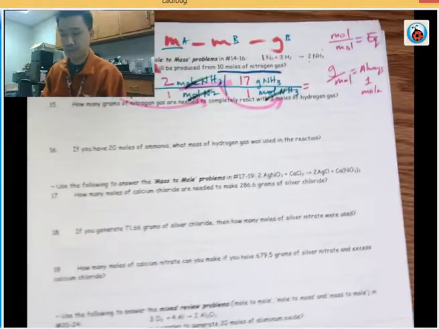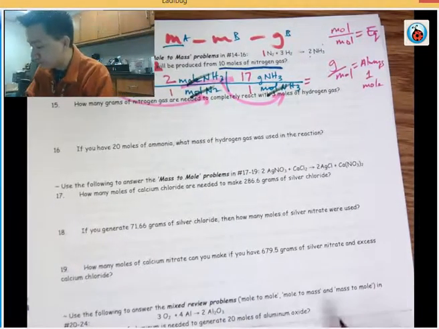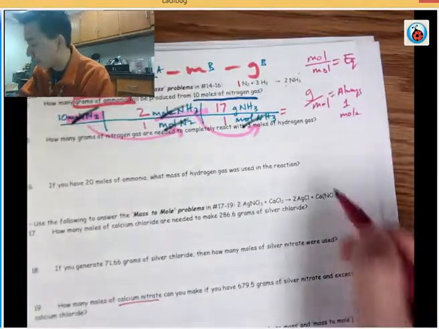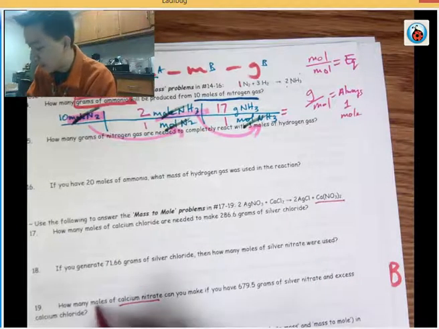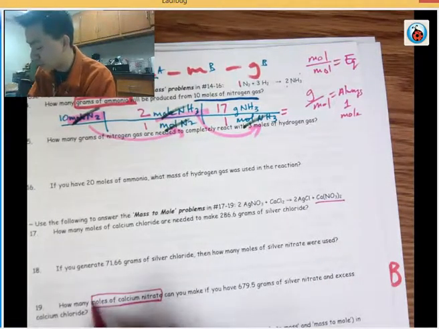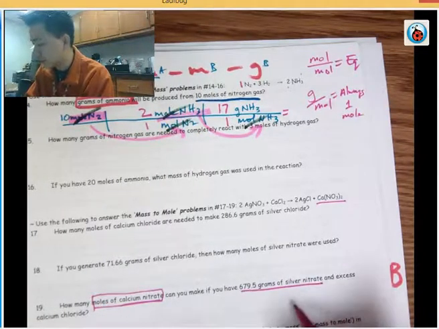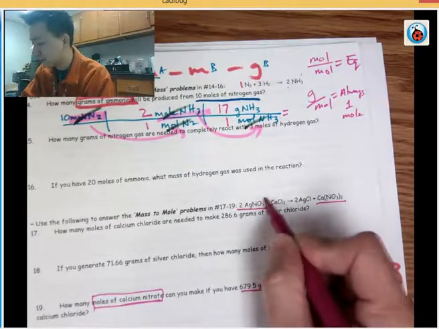Cool. Let's do number 19. Number 19 is cool. Looks coolest. Alright, here it is. How many moles of calcium nitrate? So we're dealing with calcium nitrate, which is this last one right here. So we're trying to find how many moles. So then we're trying to find moles to make 600 grams of silver nitrate. So if you have silver nitrate, which is this, we're dealing with those two.